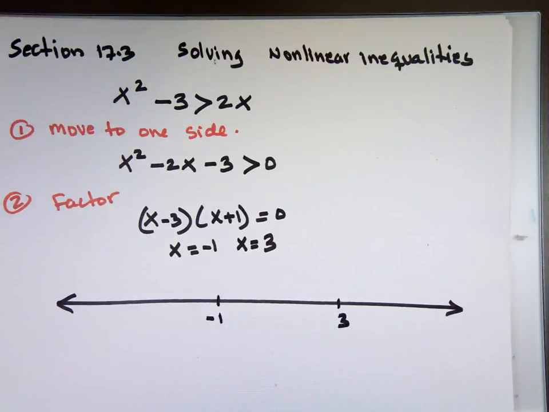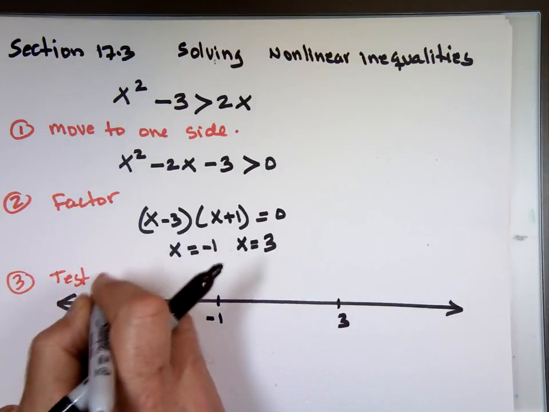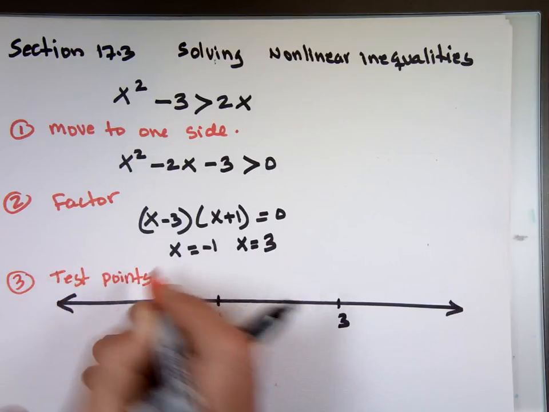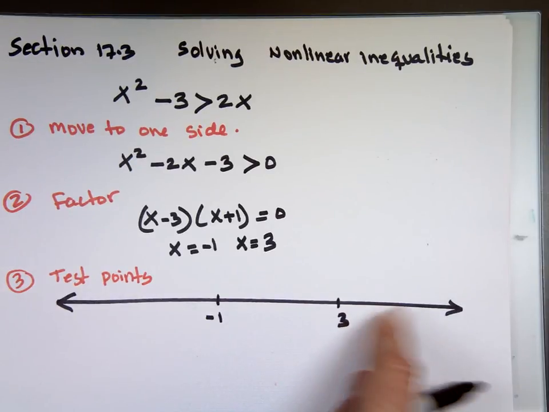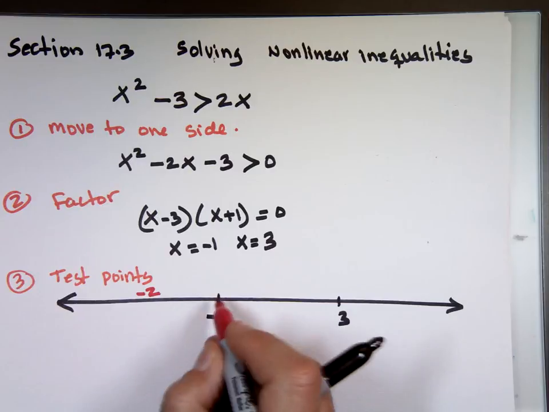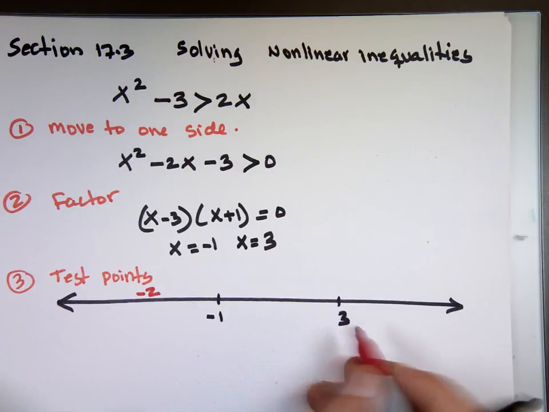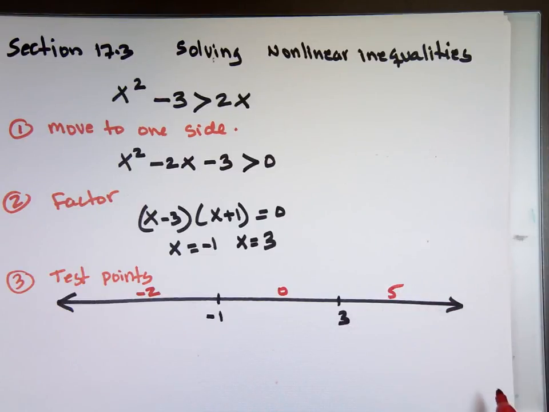Now I'm not sure where the answer is. So step number 3, we take test points. What do I mean by test point? You pick a point in each one of these intervals. Plug it in to see if it works right there in the original problem. So to the left of minus 1, what are you going to use? Negative 2, okay. Between minus 1 and 3, what do you want to use? 0. 0 is a good number. More than 3? 5 is good. Any number, 4, 5, 10, whatever you want to use.